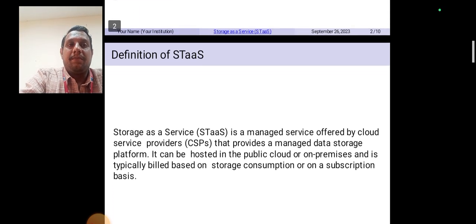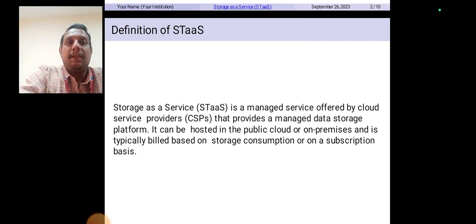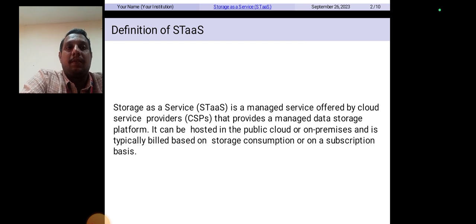Storage as a service. What is storage as a service? It is a managed service offered by cloud service providers that provides a managed data storage platform. It can be hosted in public cloud or on premises and is typically billed based on storage consumption or on a subscription basis. So it is a managed service offered by a cloud service provider. The service is created by the cloud service provider.